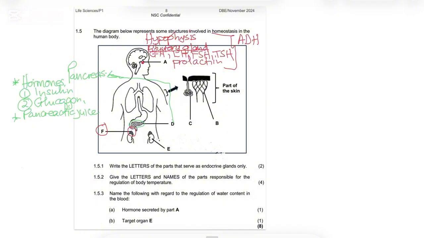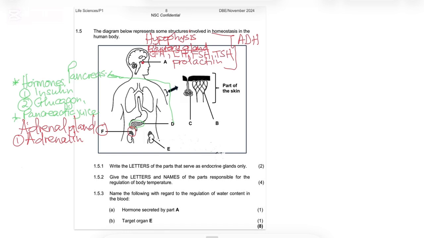So this gland is called the adrenal gland. The adrenal gland produces hormones only, and one of them would be adrenaline. Adrenaline is commonly known as the fight and flight hormone.